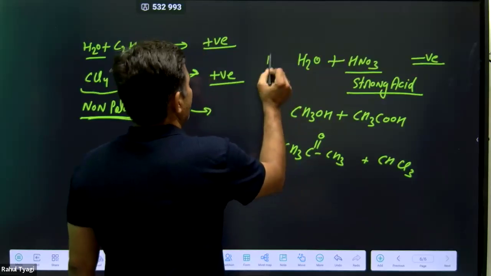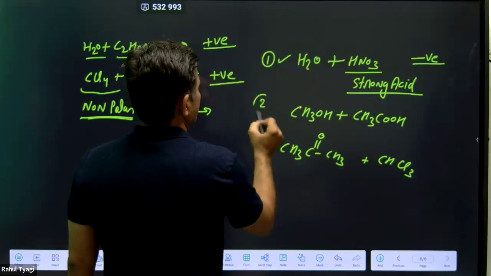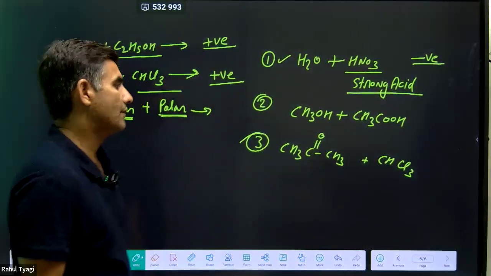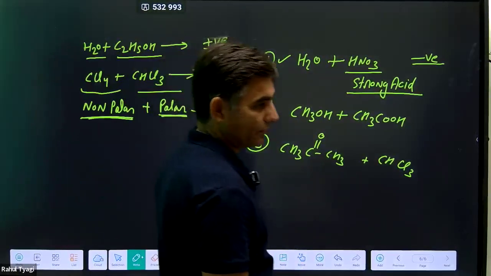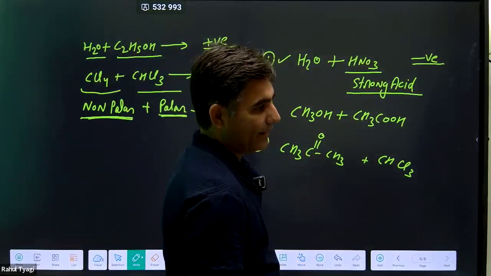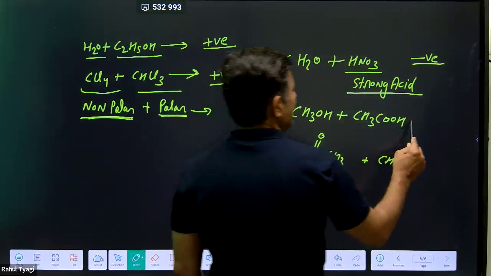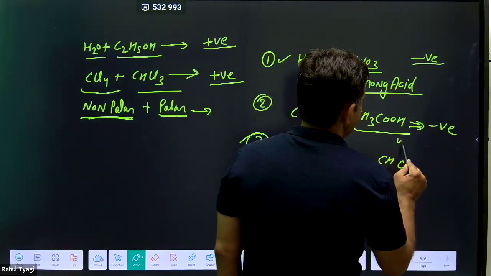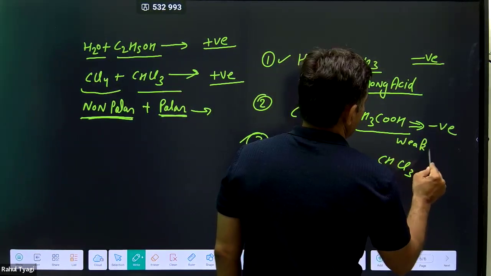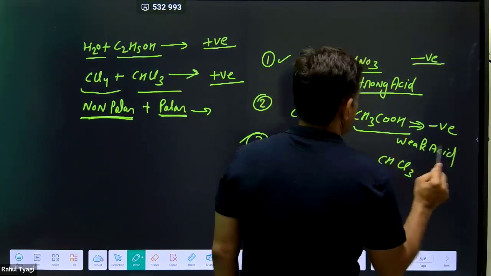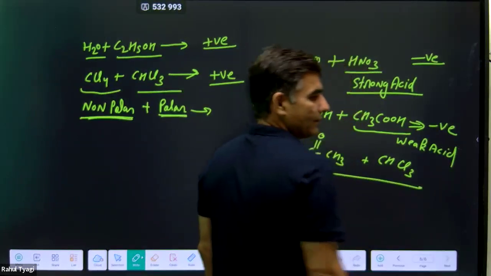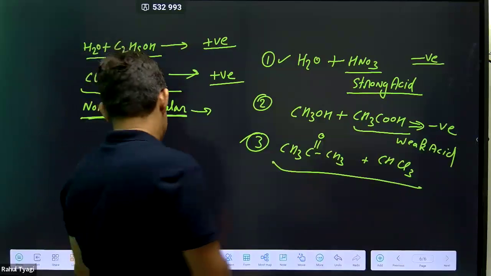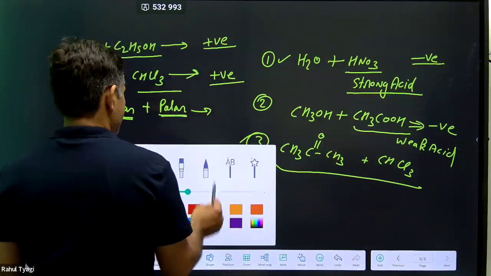It's the first one. You have told me the second and third. You can say, sir, the second one will show negative. Very good. It's a negative deviation. It's a weak acid. Now this one, the third one. The third one is negative. How? How is this one a negative deviation?